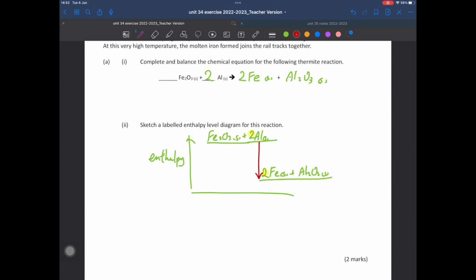The second one is, what about the arrow sign? The arrow sign is pointing downward. A double arrow is not accepted.